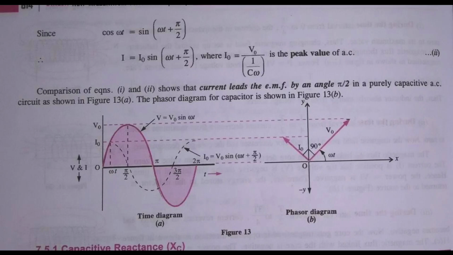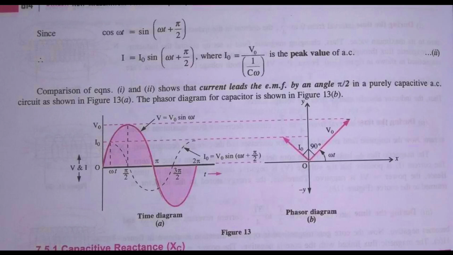So now we are wondering what I naught is here. I naught is actually the name given to the value V naught divided by 1 upon C omega, which is called the peak value of current. So we can compare the equation for the current with the equation of the voltage. After comparison we see that the current leads the EMF by the angle pi by 2 in the case of the pure capacitive AC circuit.